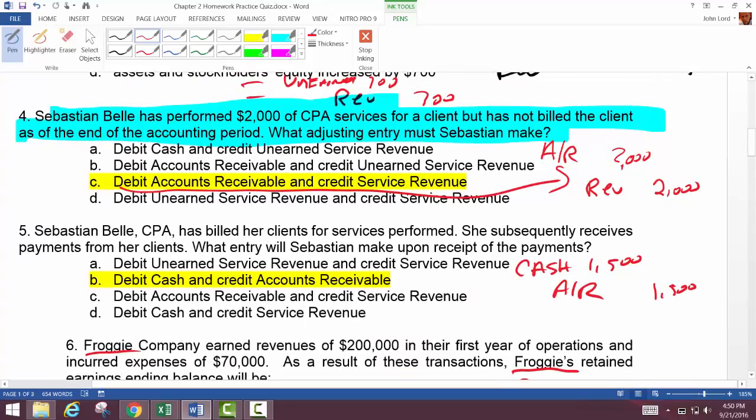I'm just saying that they had 2,000 of accounts receivable and they collected 1,500, right? Yeah, number 4, they had a receivable of 2,000, and I'm kind of making it up as I go along here. They collected 1,500 of it, right? How much is still owed to them? 500, right? Okay.